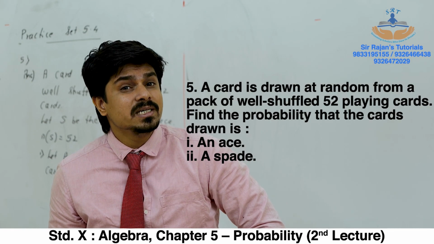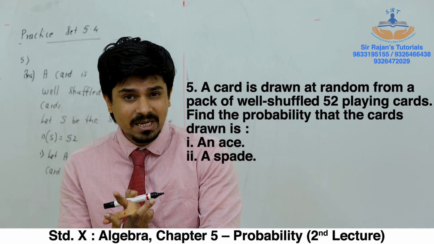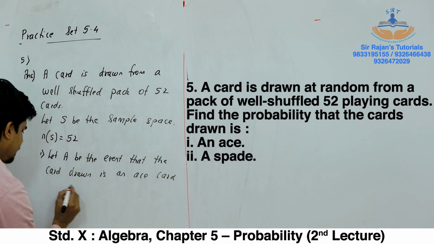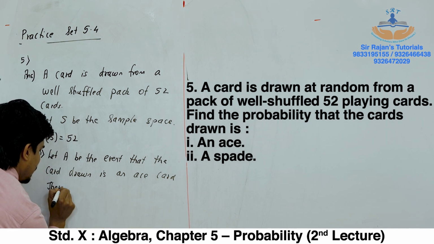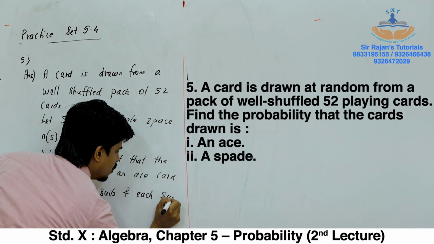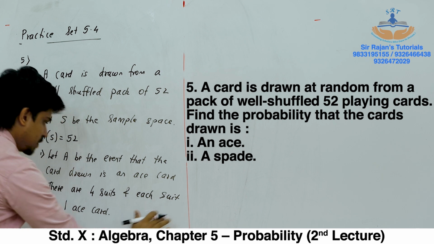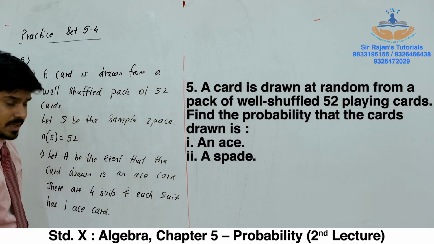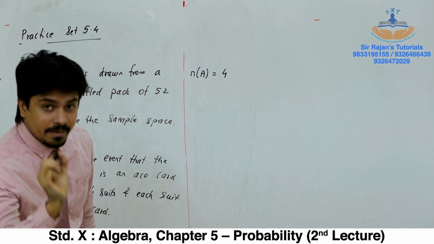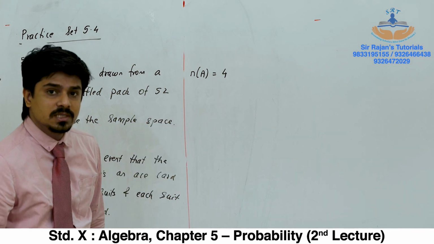So total how many ace cards will be there? Obviously there will be 4 ace cards. Ace of heart, ace of diamond, ace of spade and ace of club. So वो explanation short में लिखने का, I'll say that there are 4 suits and each suit has 1 ace card. So you can say n of a is equal to 4. Again I am repeating that you cannot write any event in set notation. So I directly write n of a is equal to 4.